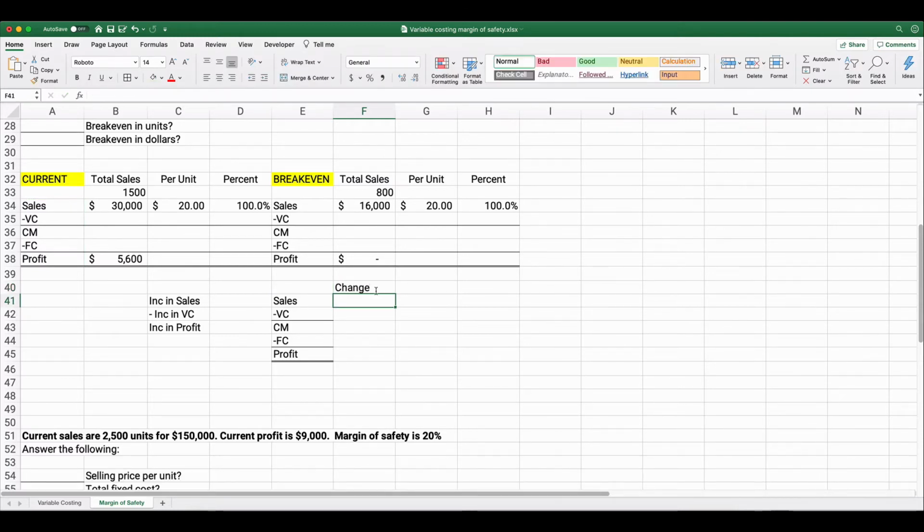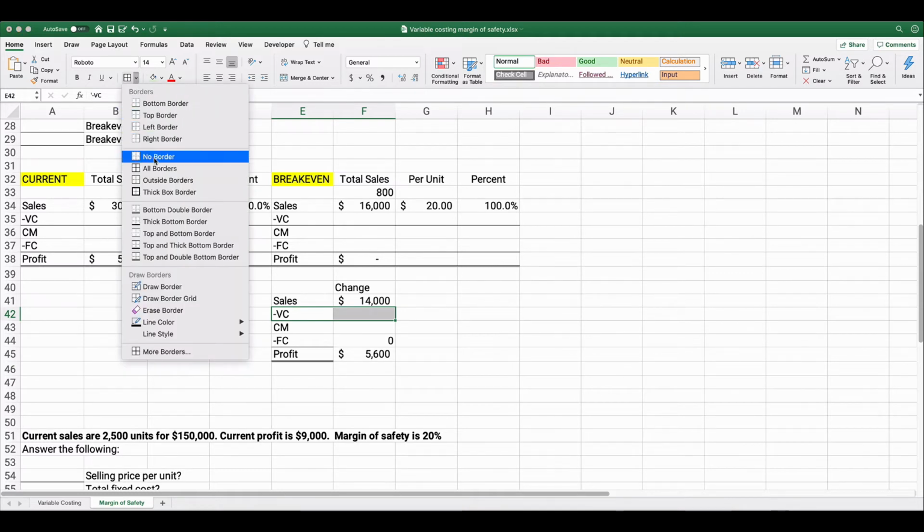The change. Our sales go from 16,000 to 30,000, minus the 16. Let's just make it positive here, the change. So our sales go up 14,000. And we know our fixed cost goes up 0. And our profit goes from 0 to 5,600. Therefore, it's a change of 5,600.